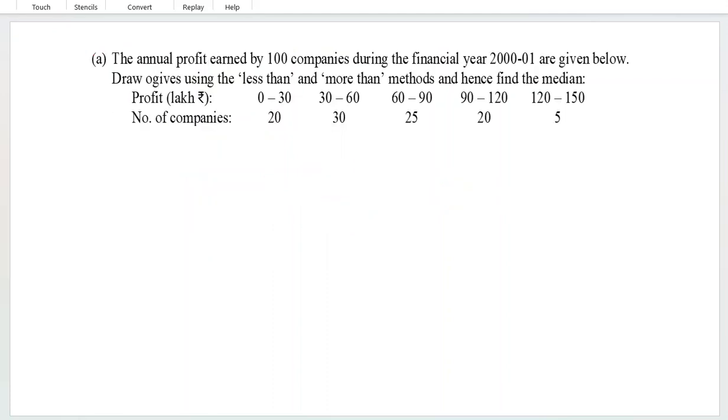We now move to the next problem, in which the annual profit earned by 100 companies during the financial year 2000-2001 are given. Draw the ogives using less than and more than method, and hence find median. To solve this, we need to draw a less than type ogive and a more than type ogive, and we shall draw this on the same graph, and using the graph itself we will find out the median.